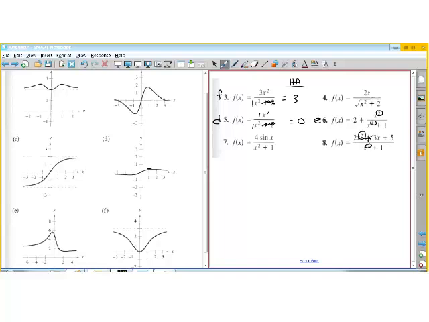Okay, so we have this to the second power, this is the second power. So you ignore the lower order terms and you look at the leading coefficients. So the answer is 2. The horizontal asymptote is 2, just like this one is 2.